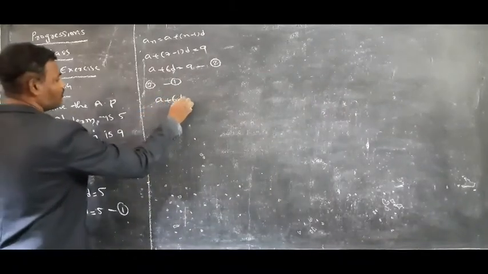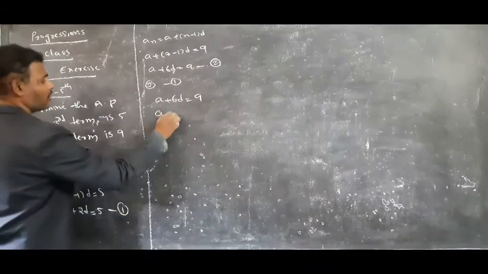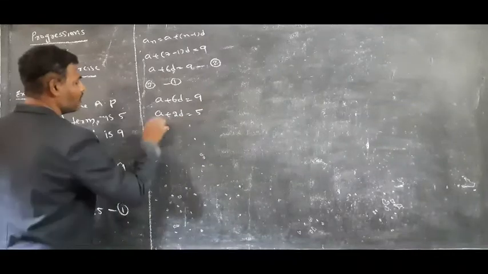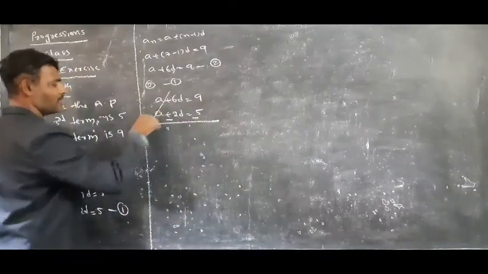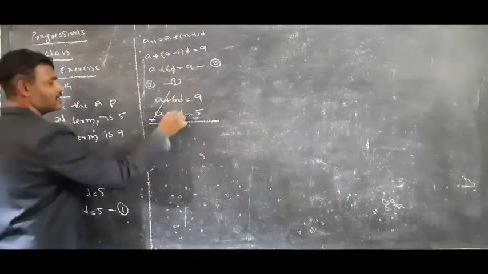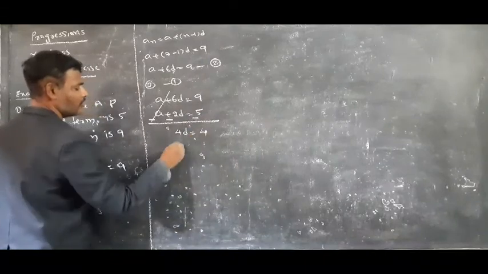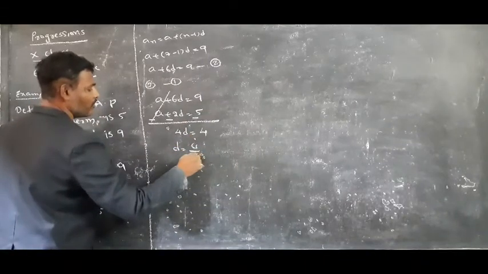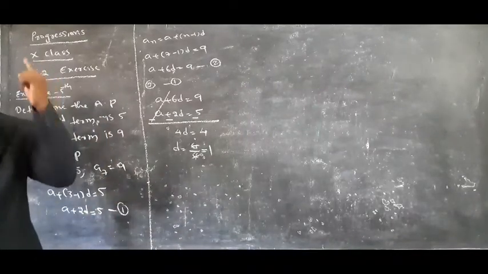What about the second equation? A plus 6D is equal to 9. And the first equation, A plus 2D is equal to 5. Minus and also minus. A minus A cancels. 6D minus 2D is 4D. 9 minus 5 is 4. So D is equal to 4 by 4. So the value of D, the common difference, is 1.